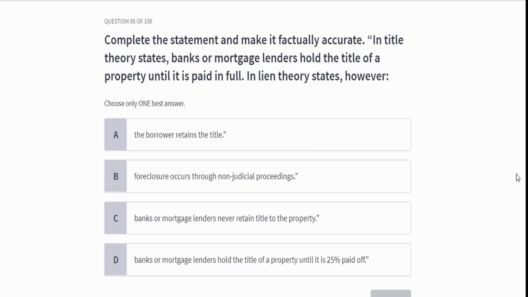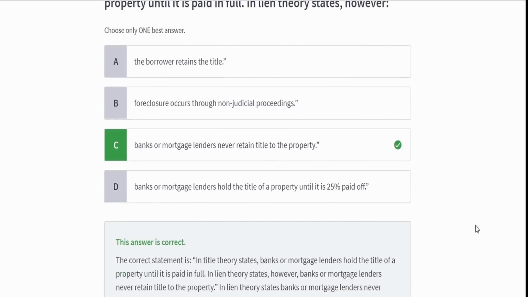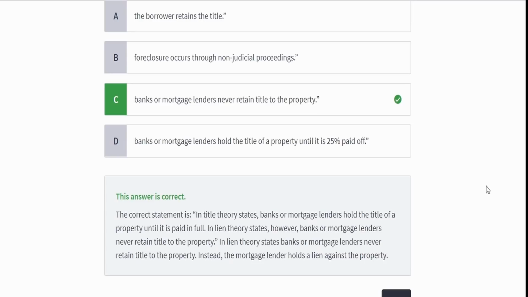Alrighty, so what is our correct answer for this one? Well, it is going to be C. Banks or mortgage lenders never retain title to the property. So the correct statement is: in title theory states, banks or mortgage lenders hold the title of a property until it is paid in full. In lien theory states, however, banks or mortgage lenders never retain title of the property. Instead, the mortgage lender holds a lien against the property. Thus, why it's called lien theory.